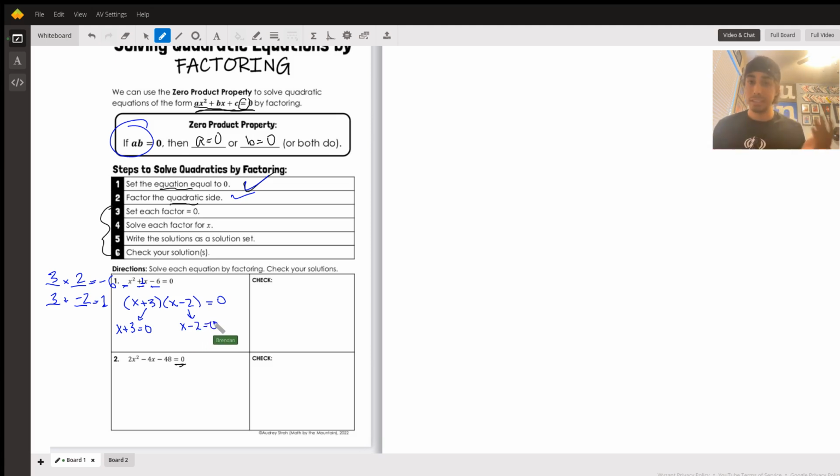And then solve, right? So we set them equal to 0, and then we're going to solve. Well, actually, we haven't solved yet. I won't check it. So we solve. We're going to subtract 3 on both sides, and we get x equals -3. And then for this guy, we can add 2 to both sides, and we get x equals 2.